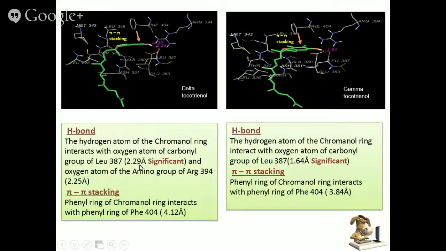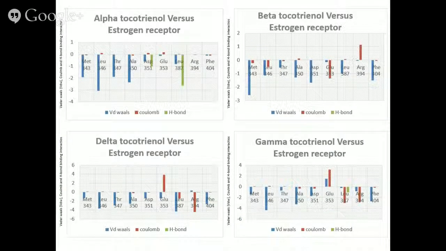Also in gamma tocotrienol, we found a hydrogen bond between the chromanol ring, which interacts with the oxygen atom of the carbonyl group of leucine 387. Also there is a pi-stacking interaction between the phenyl ring of the chromanol ring and the phenyl ring of phenylalanine. This is also the van der Waals. I'm showing van der Waals in blue, Coulombic in red, and the hydrogen bond in green. Still, in delta, I don't have a strong hydrogen bond.